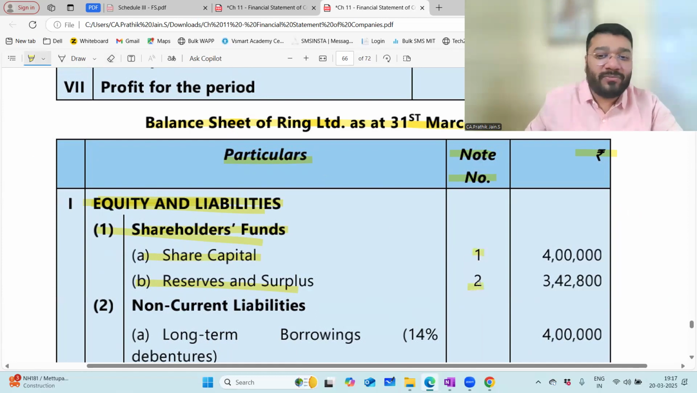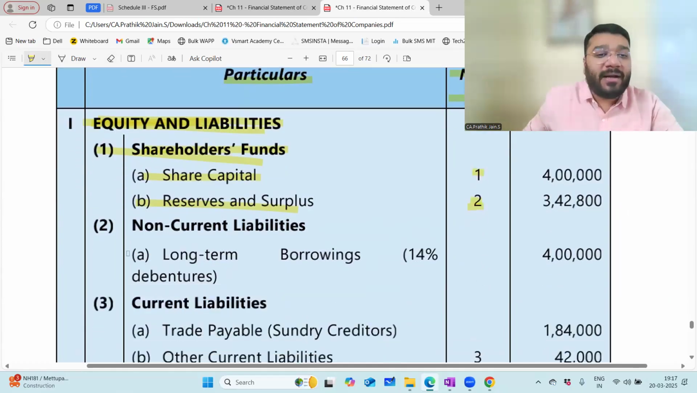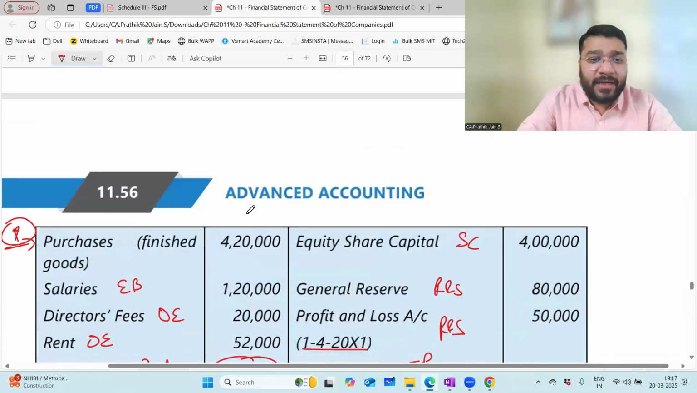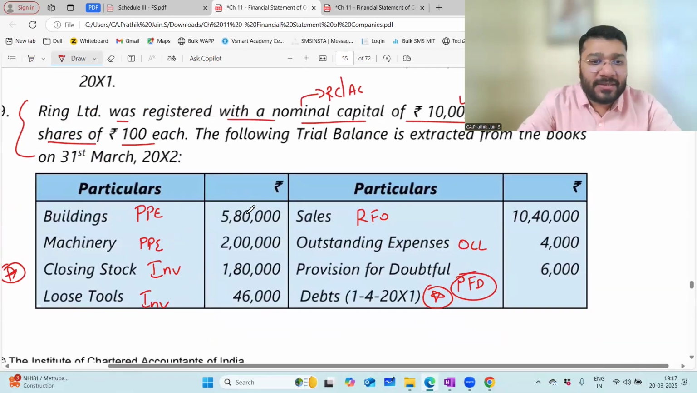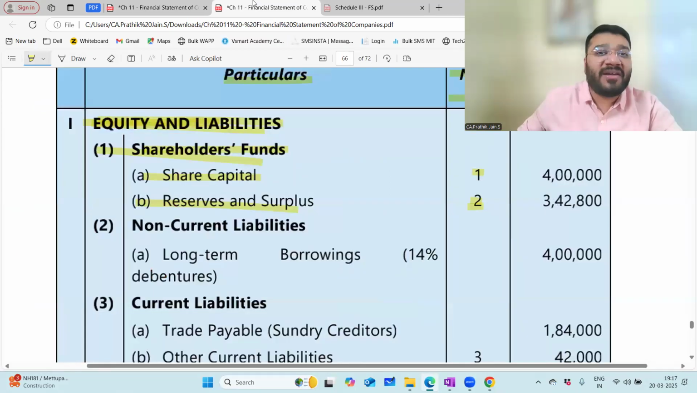Note 1, note 2. Next, non-current liability. Under non-current liability, guys, what all items are there? Only long-term borrowing? Nothing else? Are you sure? You should say very sure. Not "yes, sir."